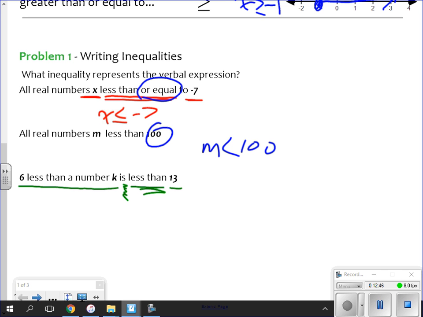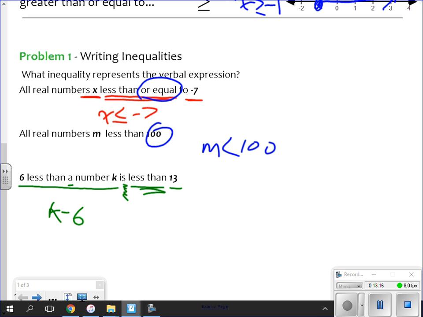How do I write 6 less than the number k? We did this a long time ago. When I have less than a number, that means I'm subtracting, right? So how do I write that? 6 less than k is k minus 6, because I start with k and I take 6 away from that. If I have $6 less than you, you take what you have and take 6 away to get what I have. So I start with k minus 6. That's what that part there is.